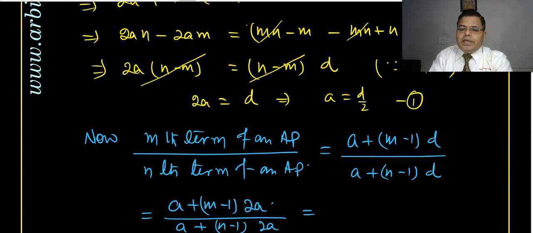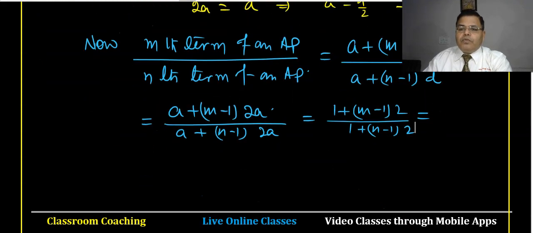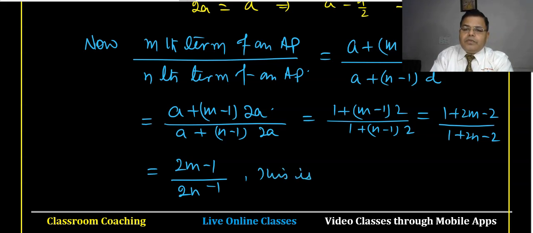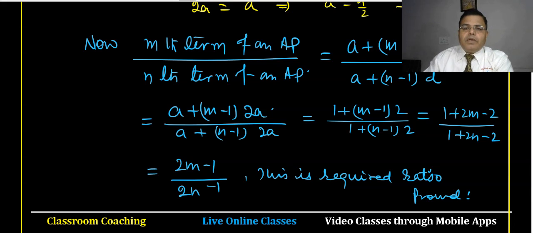So if a is taken common, then it will be 1 plus m minus 1 into 2 upon 1 plus n minus 1 into 2. A can be taken common and it cancels out. So what is left there? That will be 1 plus 2m minus 2 and 1 plus 2n minus 2. So that will be 2m minus 1 upon 2n minus 1. And this is the required ratio, 2m minus 1 upon 2n minus 1, which is really good. So I hope you got it.